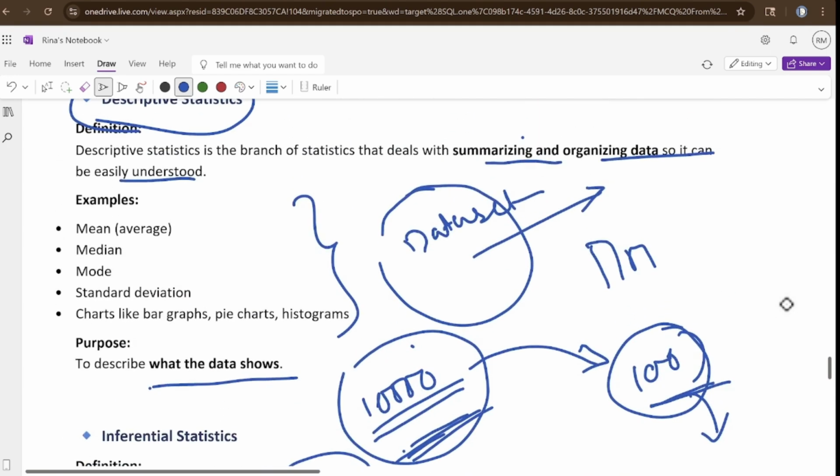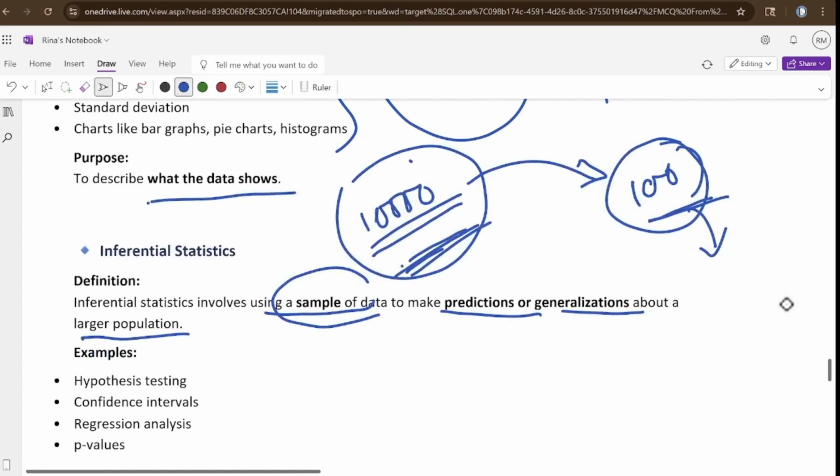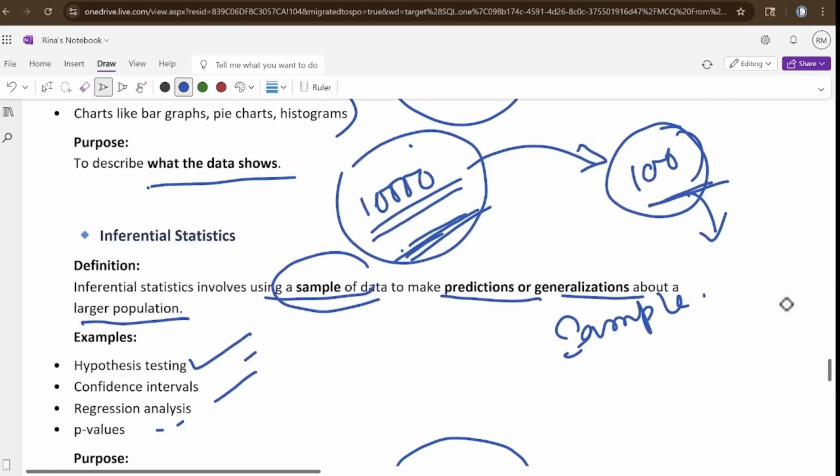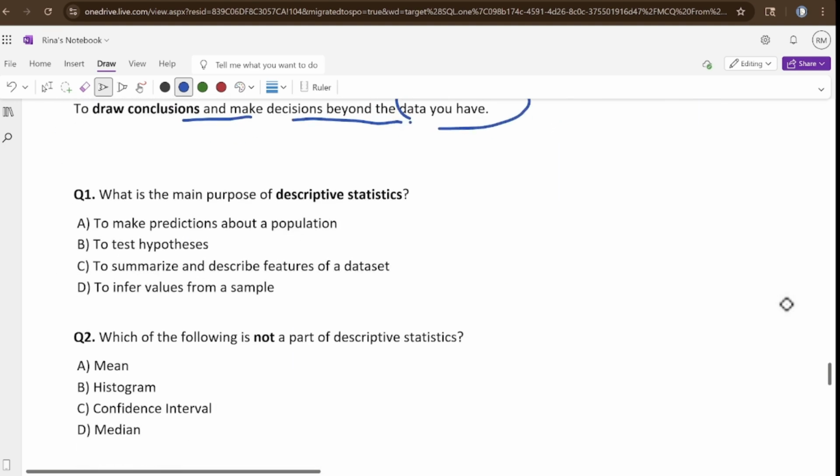Okay. So in descriptive statistics, there is no concept called sample. You are considering the whole population. But in inferential statistics, you are taking the sample to do prediction. Okay. Now, examples: hypothesis testing, confidence interval, regression analysis, p-values to draw conclusions and make decisions beyond the data you have. Okay. You don't have the complete data, but you have the sample and you are doing the predictions of the population. Now let's do the questions.